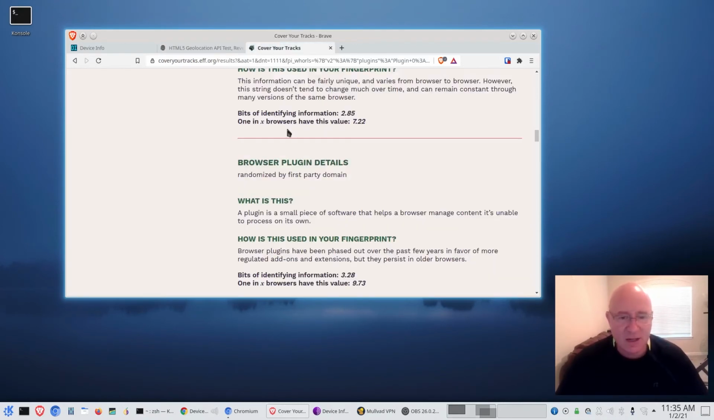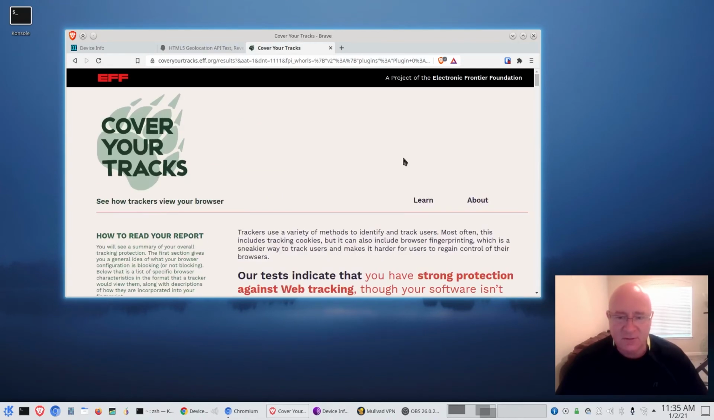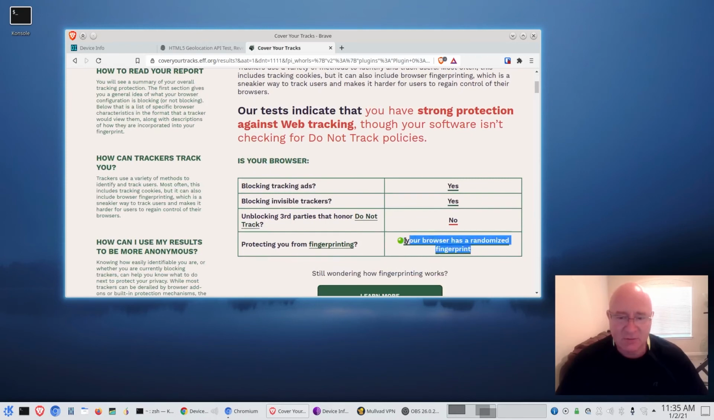And then cover your tracks. This is the tool from Electronic Frontier Foundation. It says I have a randomized fingerprint. And so what that's really doing is every time I open a site, or I don't know exactly how often it changes, but in this particular browser, my fingerprint is always changing. So yes, I have a unique fingerprint here, but every time I go someplace, it's changing my fingerprint. And so that's how that works.